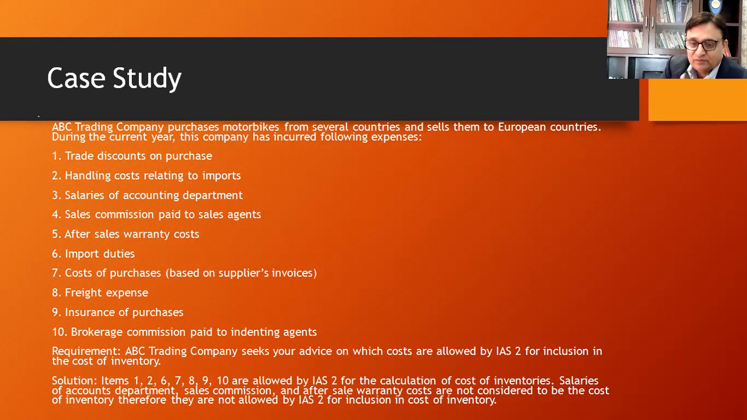inventory. So sales of the accounting department, salaries of the accounting department, sales commission, after sale warranty cost, these are not to be considered as a cost of the inventory. So therefore, they are not allowed as per the IAS 2 for inclusion in the cost of inventory. So this case study explains to you what are the various kinds of costs which are included, what are the various kinds of costs which are not included.